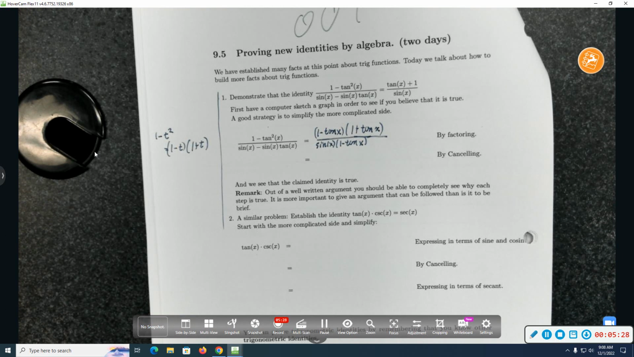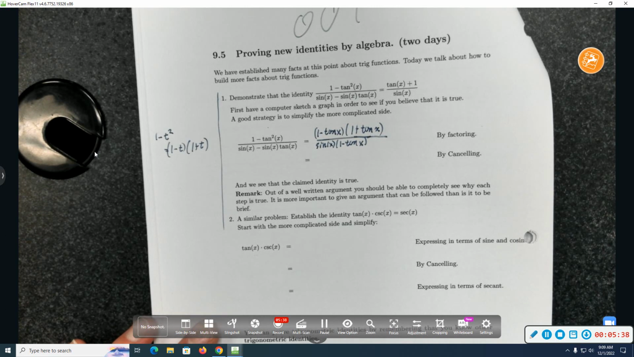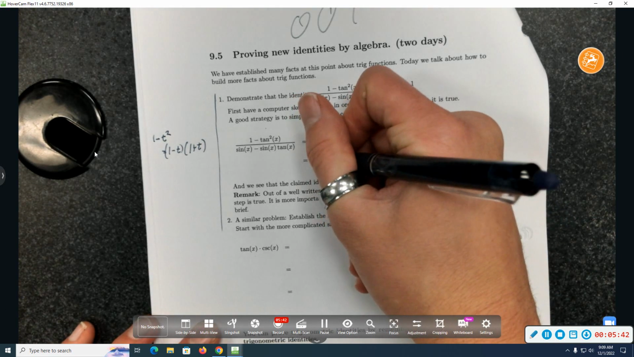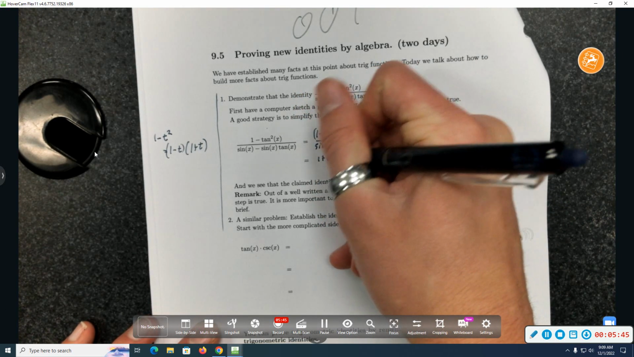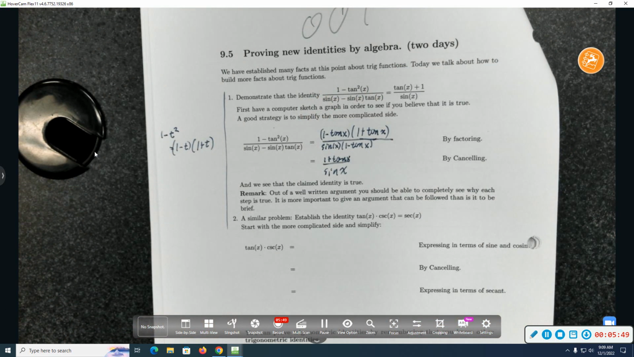Yeah. There's 1 minus tangent x multiplied in the numerator and multiplied in the denominator. So by canceling, what do you wind up with if you cancel those? How neat. Is that exactly what we wanted to wind up with?